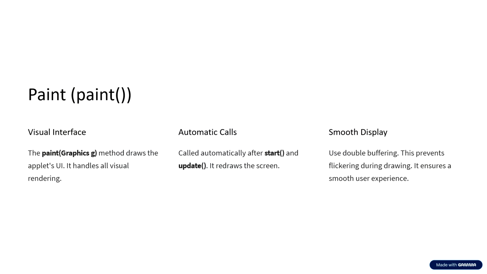Paint is the only method among all the methods mentioned above that takes a parameter. This method is critical for updating or redrawing the visual content and visual interface of the applet. The paint(Graphics g) method draws the applet UI. It handles all the visual rendering and is called automatically after start and update. It redraws the screen for a smooth display. Use buffering to prevent flickering during drawing. This ensures a smooth user experience.